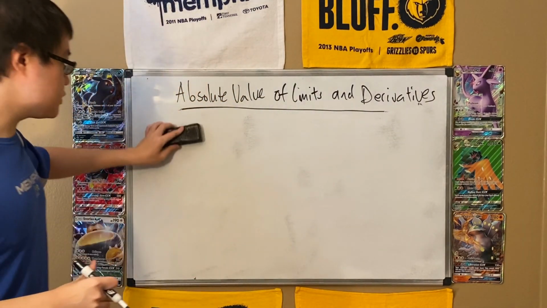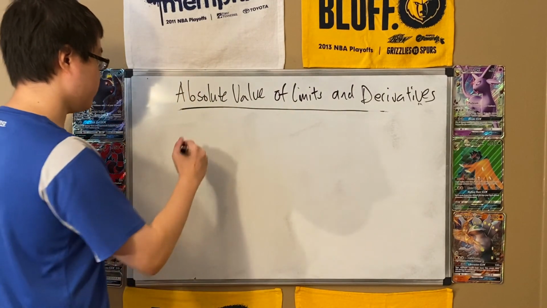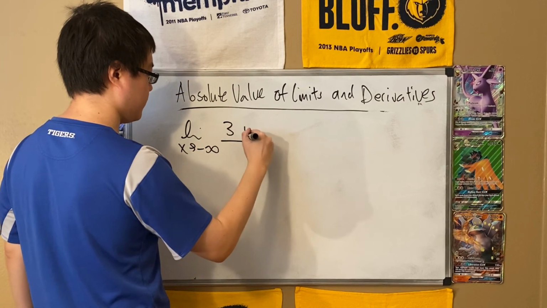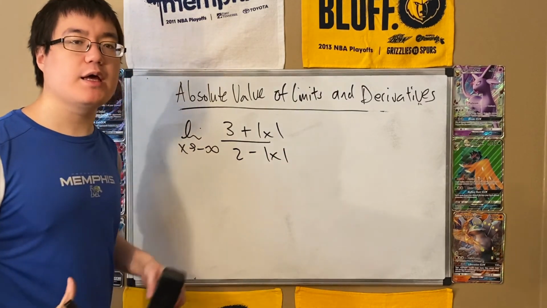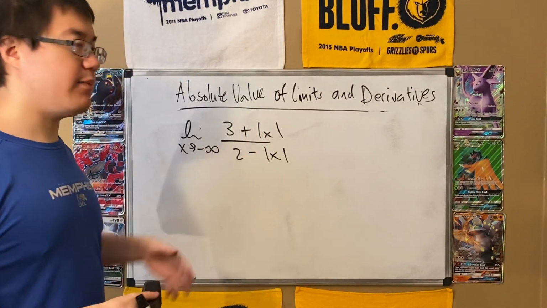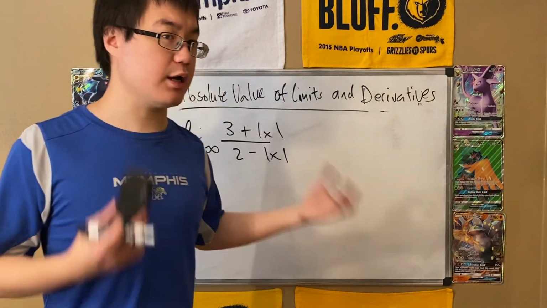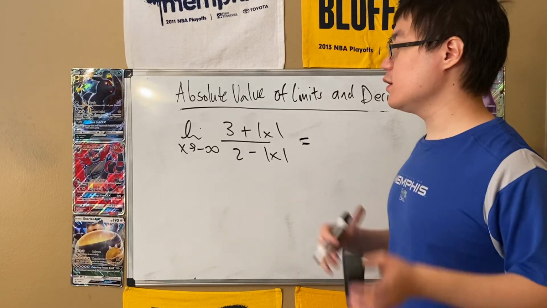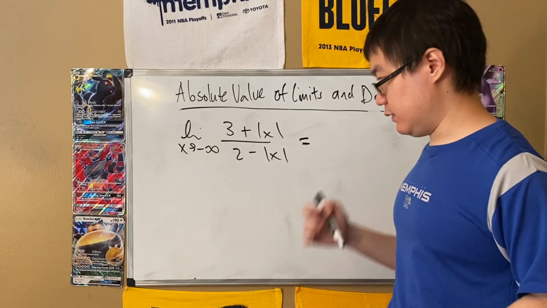So, new question. Let's do the limit as x goes to negative infinity of 3 plus x over 2 minus absolute value of x. So notice again, I'm doing some limits for fun, as I like to do, and I come across this limit, and I'm like, oh my gosh, there are absolute value bars. But in my mind, I want to get rid of those absolute value bars. So what I need to do is plug some number into the absolute value bars and see if I get a negative or a positive.